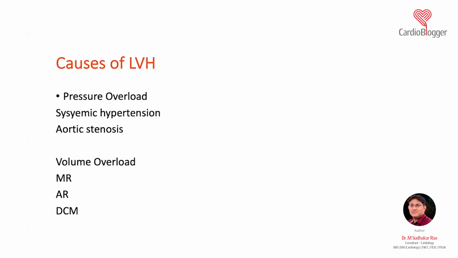Similarly, if you have a tall R wave in V5 and V6 in the presence of a strain pattern, it suggests pressure overload. Always remember, if you have ST depression in V5, V6, it is suggestive of pressure overload. If you have tall T waves in V5 and V6, it is suggestive of volume overload. So these are the points to distinguish a pressure overload from a volume overload.